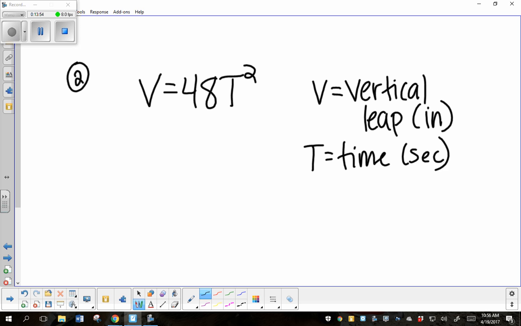So if a basketball player jumps to make a basket, if you know his vertical leap, how high he jumped, you could plug that in here and find out how long he was in the air, or the opposite.